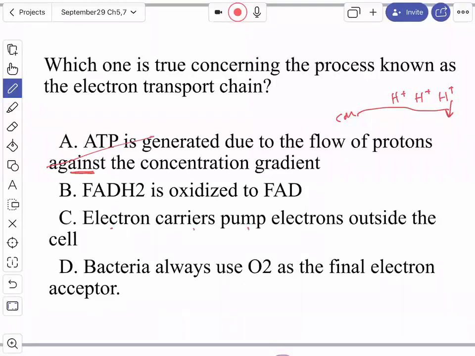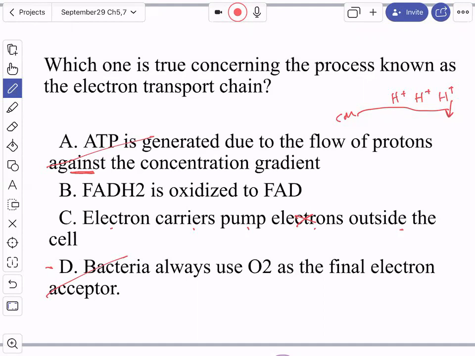Electron carriers pump electrons outside the cell. Remember, those electrons have to be chaperoned. They have to be carried somewhere so they don't cause damage. So you're never going to be just pumping electrons by themselves anywhere. So this would be true if it said protons. And part D here, bacteria always use oxygen as the final electron acceptor. We're going to talk more about anaerobic respiration today, but they are much more flexible than that. So the answer B here is correct.